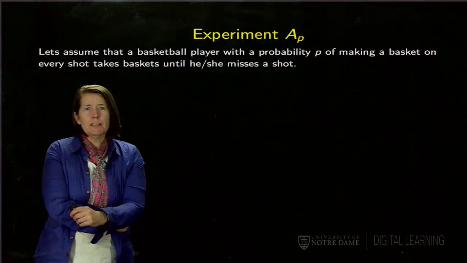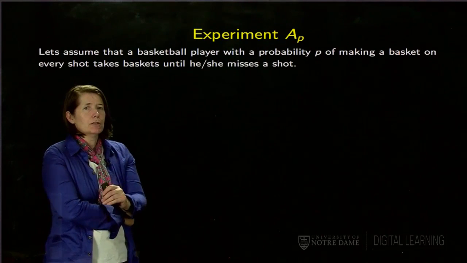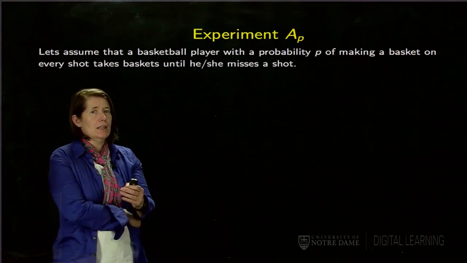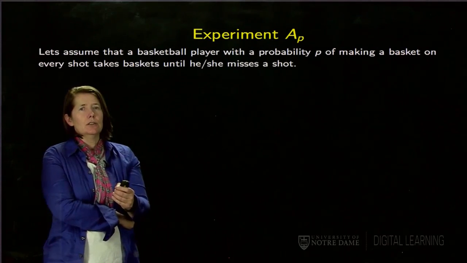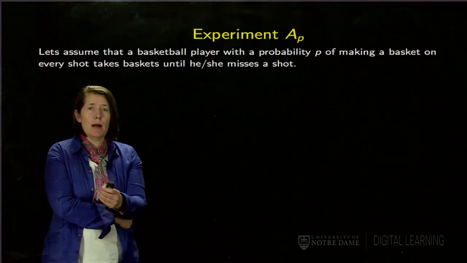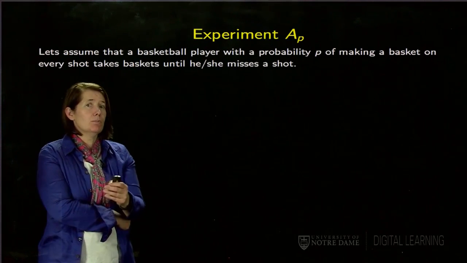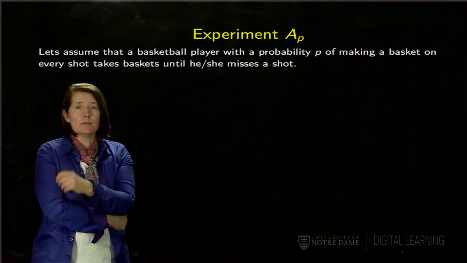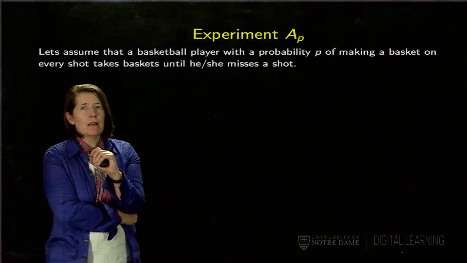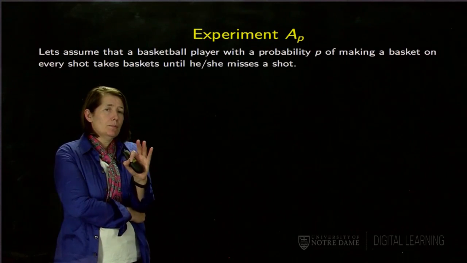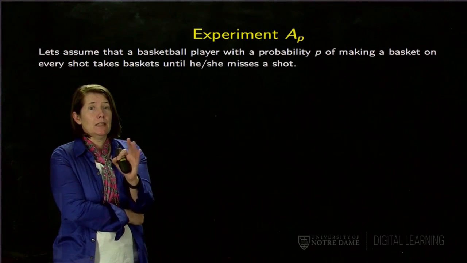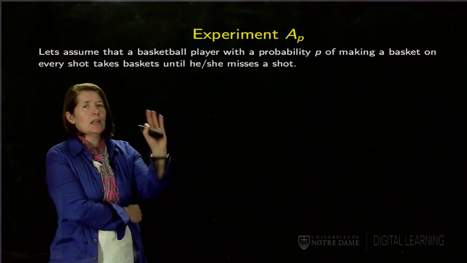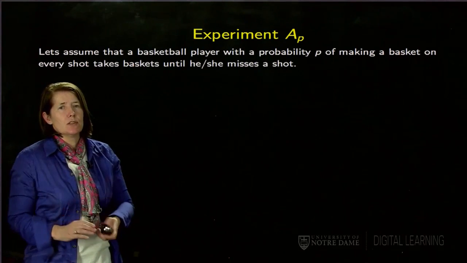Okay, so as we did in the previous section, we're going to create an experiment, and this time we'll call it experiment A with a subscript P to denote that the probability of success for our basketball player is P instead of 0.5 as it was in the last section. Okay, let's assume our basketball player with a probability P of making a basket on every shot keeps taking baskets until they miss a shot.